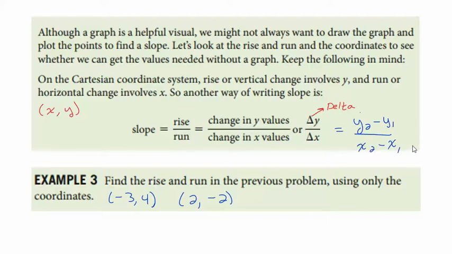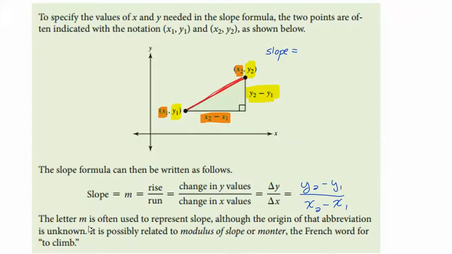One of the questions students ask is, how do I know which point is x1, y1 and which one is x2, y2? The answer is, it doesn't matter. So let's do it both ways. Let's pretend like this is x1, y1, and this is x2, y2, and then we'll do it a different way. Now, one thing I neglected to say over here is the letter m is often used to represent the slope.